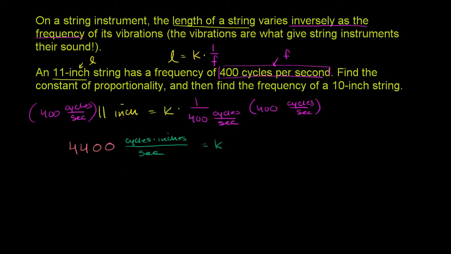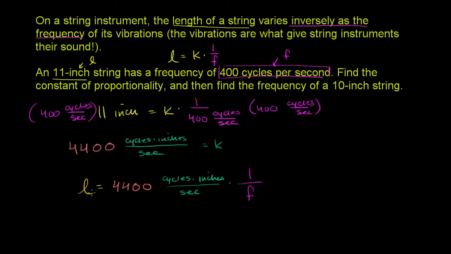So we can say that the length is equal to 4,400 cycles times inches per second, times 1 over the frequency. I want to get the units right. So we solved for a constant of proportionality, and then we can use this to find the frequency of a 10-inch string.